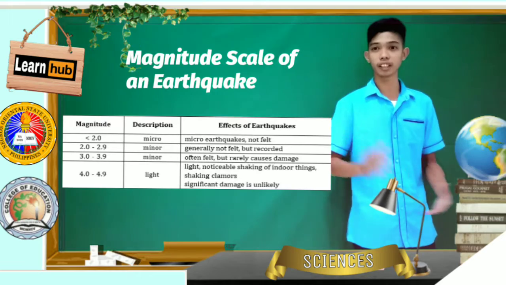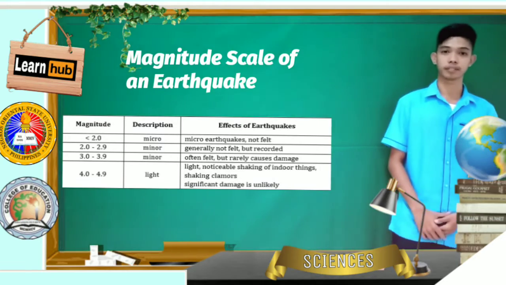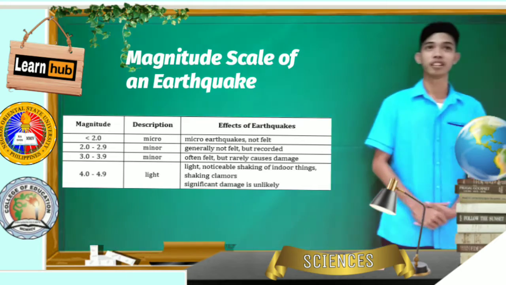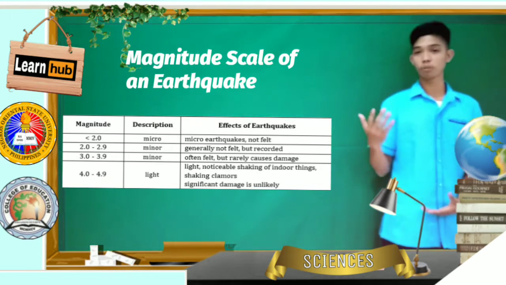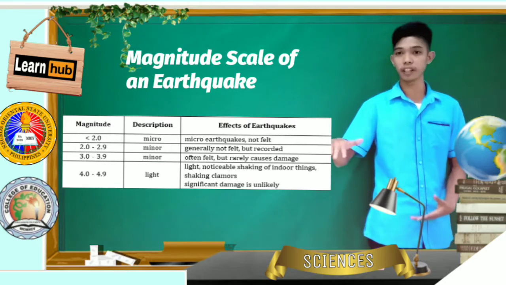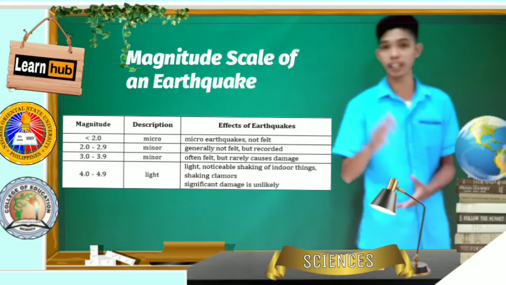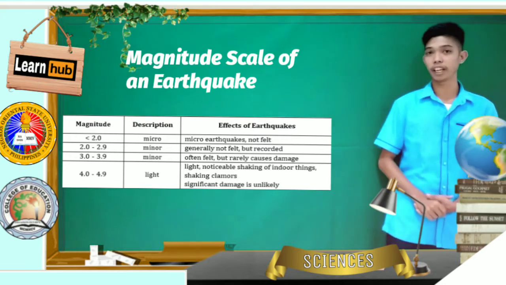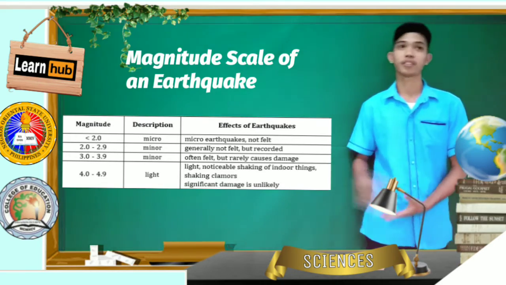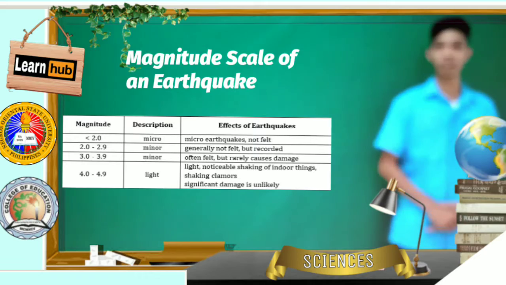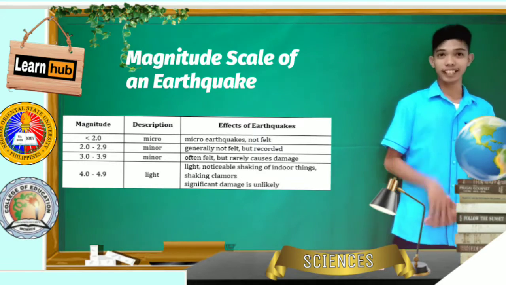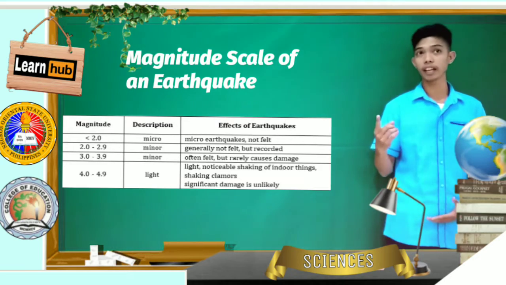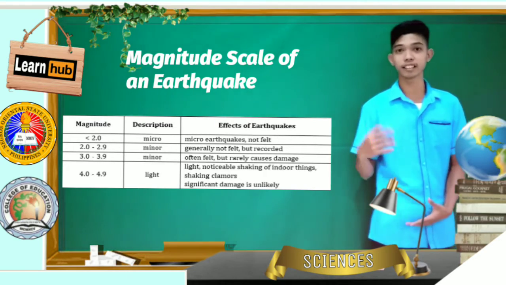So who among you can elaborate on that statement? Yes, Mr. Lisandra? Oh, thank you. It means that we cannot feel the effects of the earthquake because it is very slow and it is being recorded by the tool, the seismograph. So, magnitude 3.0 to 3.9 is considered to be minor. It is often felt but rarely causes damage.